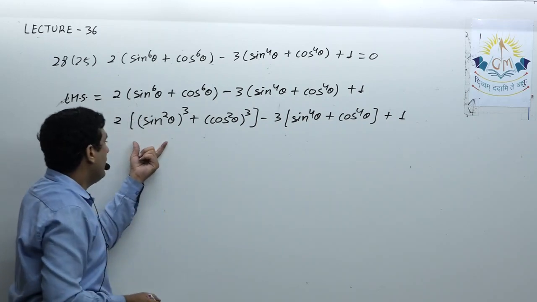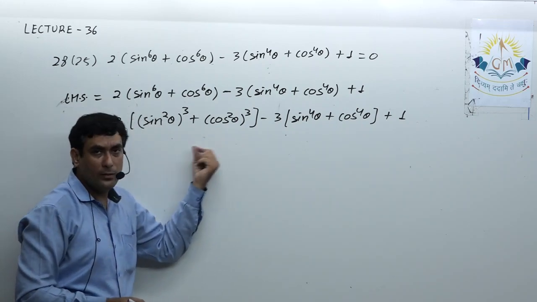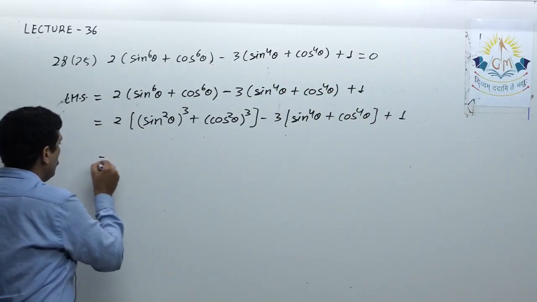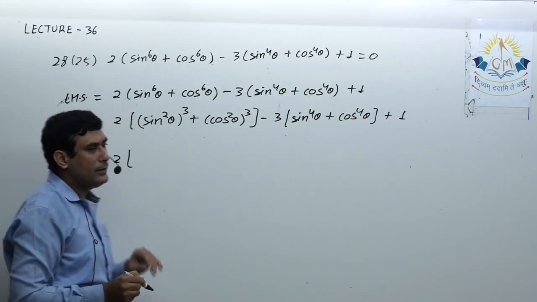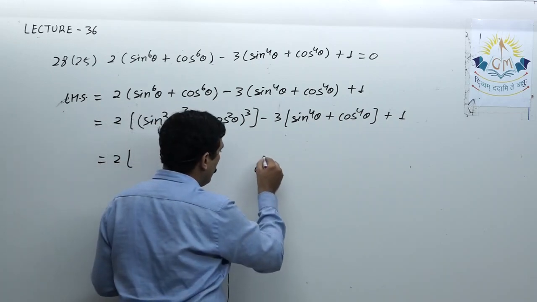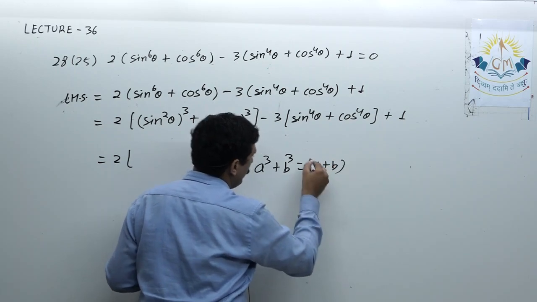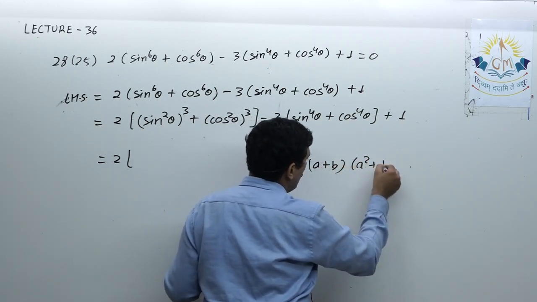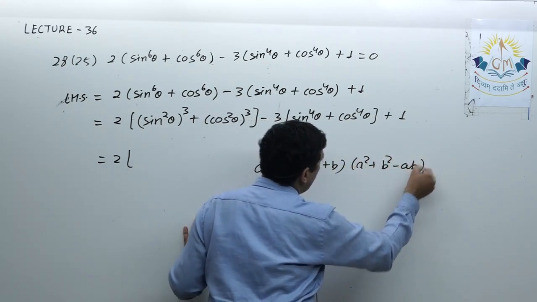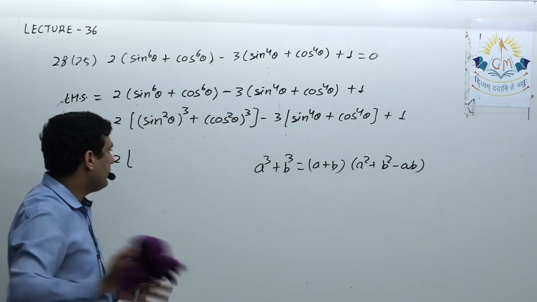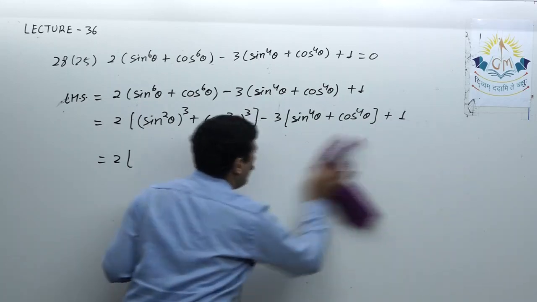Now here you can see it is a cube plus b cube, isn't it? This is a cube plus b cube. So apply the identity of a cube plus b cube. What is the identity of a cube plus b cube? That is a plus b in the first bracket, then a square plus b square minus ab in the second bracket, isn't it? A plus b, a square plus b square minus ab.